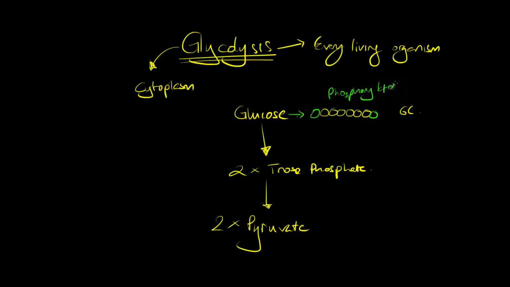Phosphorylated glucose. Okay, and this molecule is the link between glucose and triose phosphate. And of course, as I mentioned earlier, it splits in half, and you get 2 molecules of triose phosphate, each with a phosphate molecule attached to it.